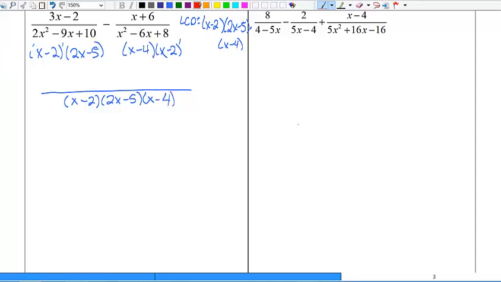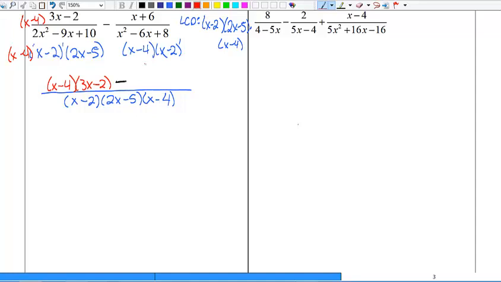On the next step, I need to decide what am I missing. So on the first denominator, I'm missing the factor x minus 4. So I need to multiply it. If you do it to the denominator, you also then need to do it to the numerator. Then we have that big fat minus in between.